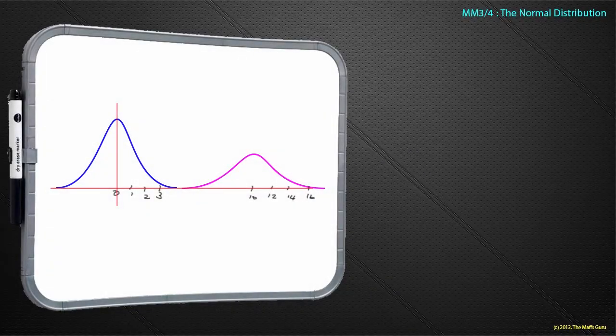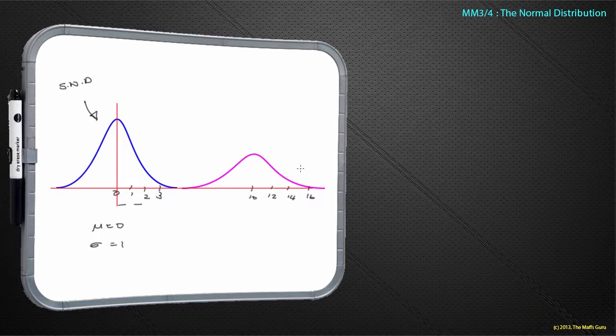Imagine we have two probability density functions. The first thing I'm going to say is this one here is our standard normal distribution. It's centered around 0, which is our mean, and it has a standard deviation of just 1. So our mean, which we know is mu, is equal to 0, and our standard deviation is equal to 1.